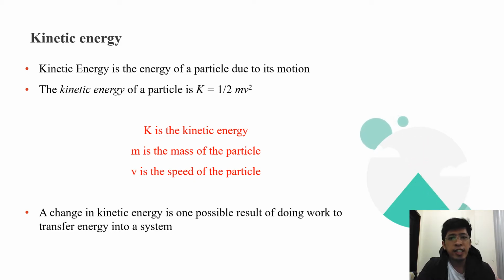The kinetic energy is the energy of a particle due to its motion, so anything that moves has kinetic energy. The kinetic energy of a particle is K equals 1/2 mv squared, where K is the kinetic energy, m is the mass of the particle, and v is the speed of the particle. A change in kinetic energy is one possible result of doing work to transfer energy into a system.